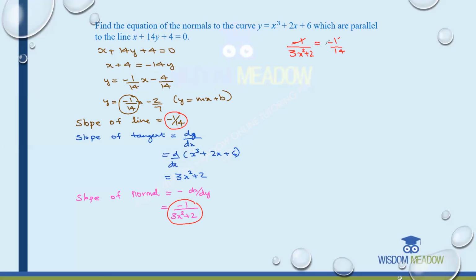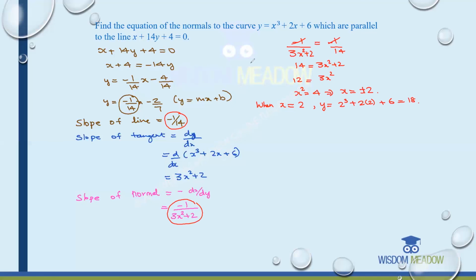So solving from here, cross multiplying, I would get 14 is equal to 3x square plus 2. So 3x square is equal to 12. x square is equal to 4, which implies x is equal to plus or minus 2. So now we got the x coordinate. To find the y coordinate, when x is equal to 2, y is going to be 2 cubed plus 2 into 2 plus 6. That's going to be 18.